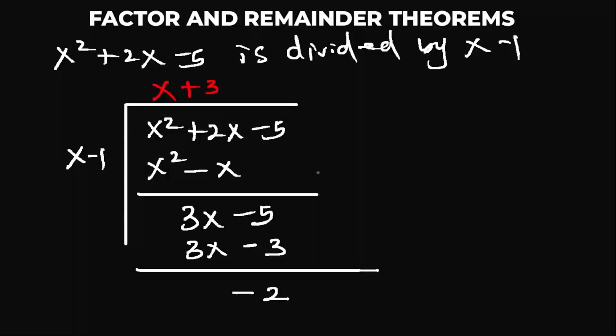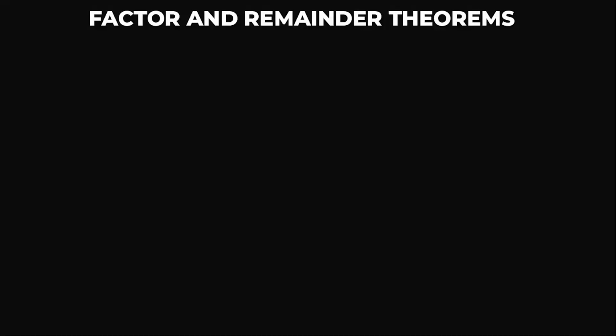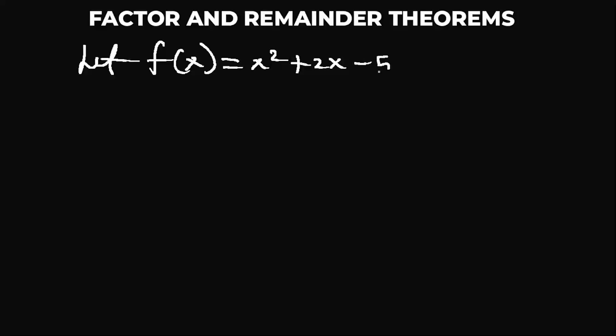Now, let's say we don't want to use the long division to find the remainder. We can use the remainder theorem. So to use the remainder theorem, how do we go about it? We say, let f of x equal the function, what function? x squared plus 2x minus 5.